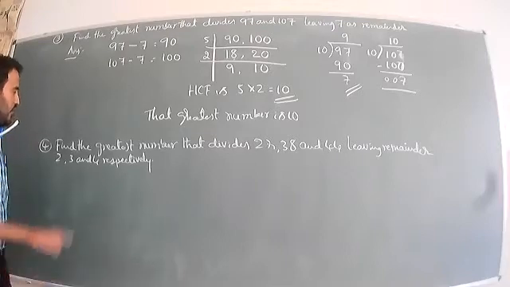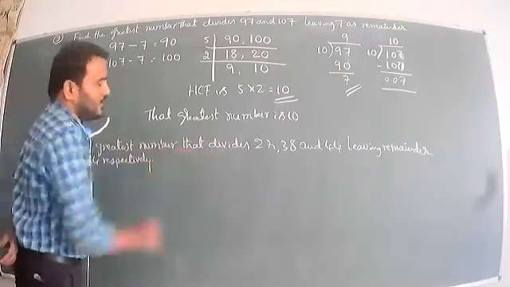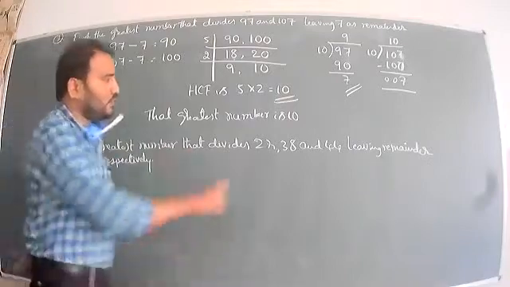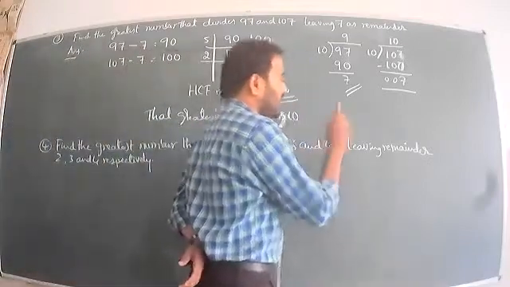So fourth question. Find the greatest number that divides 27, 38, 44 leaving remainder.